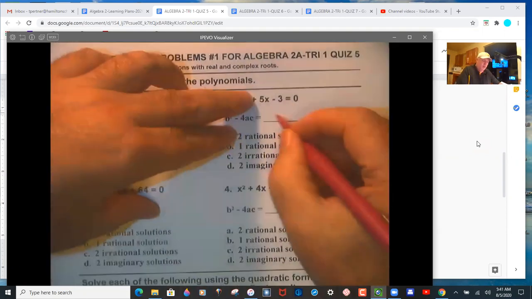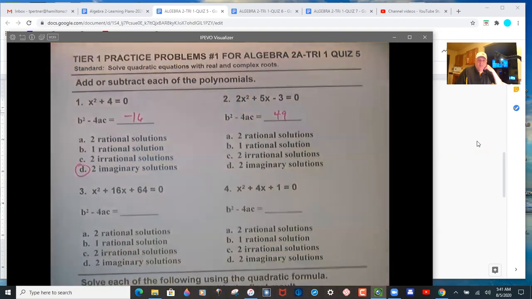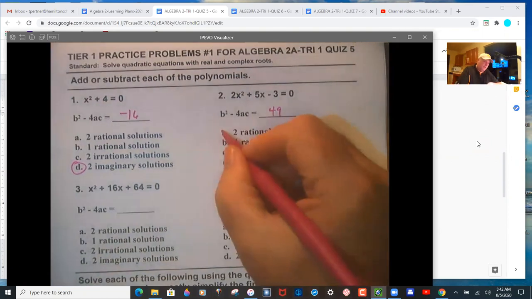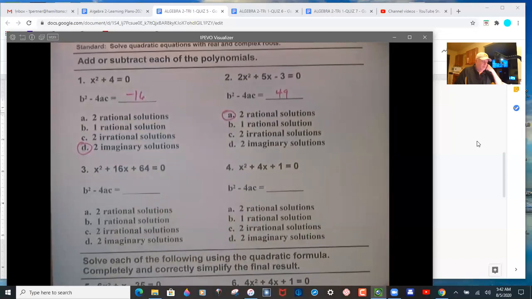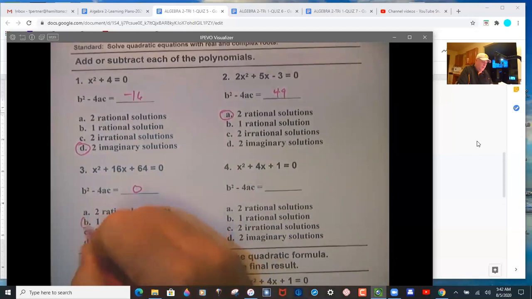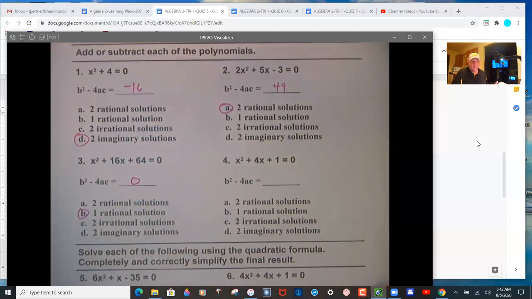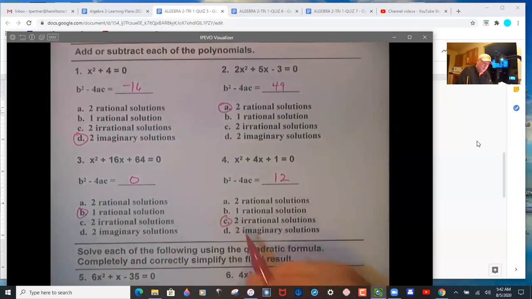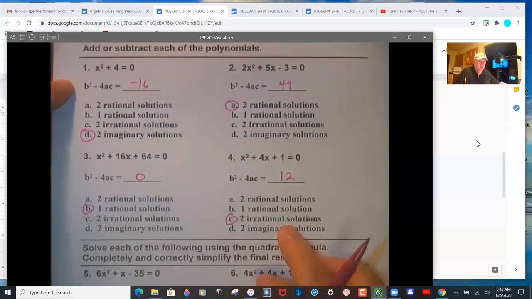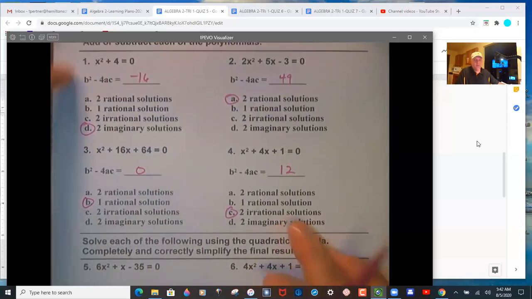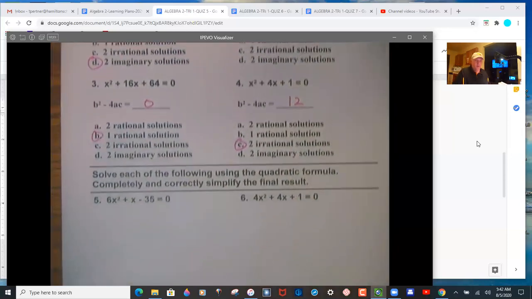Number 2, 49. This is a perfect square, so you can square root it perfectly, meaning that we have 2 of those. Number 3 is 0, so that means 1, and this is where this occurs at the vertex, and you get the same factoring twice. And then number 4 is 12, and this is irrational. So 1 and 4, there would be no factoring on those. And then 2 and 3 would have factors.